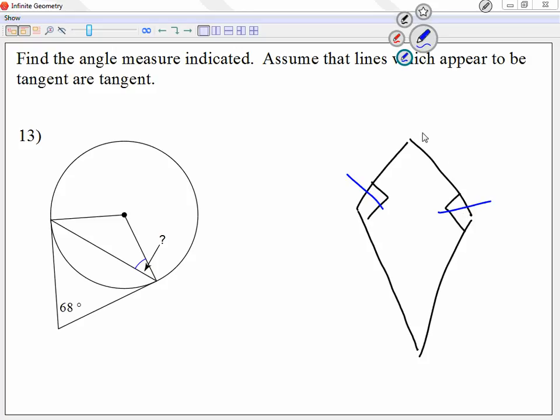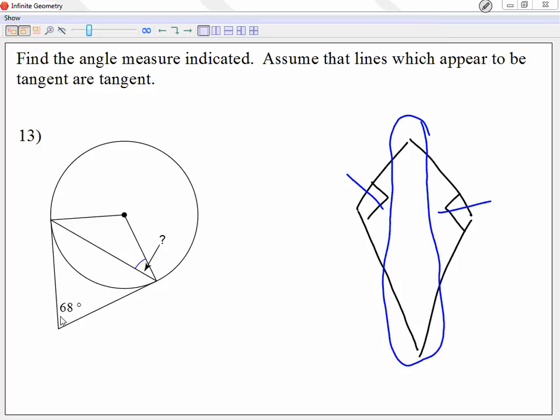So what I'm saying with that is that the top angle and the bottom angle, these two angles will add up to 180. So looking at question number 13, I noticed that the bottom angle is 68. So I'm going to say this angle right here should be 112. The way I came up with it is that I went 180 minus 68. So that's how I got that this was 112.